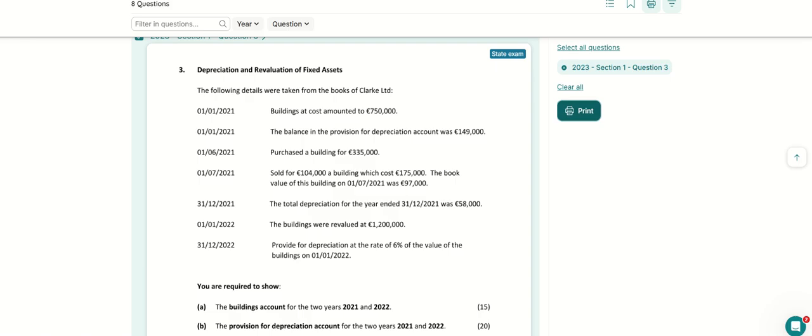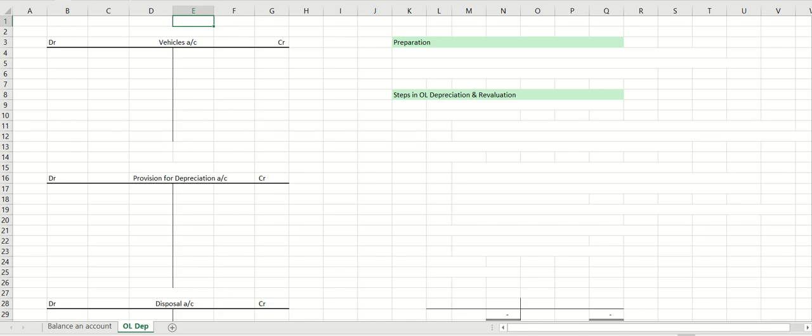Please make sure that you have the question open in front of you and that you have your calculator, your ruler, your biros, all your bits laid out correctly so that you can meet the time requirement to get the question done. So we're going to follow through the steps to perform this today.